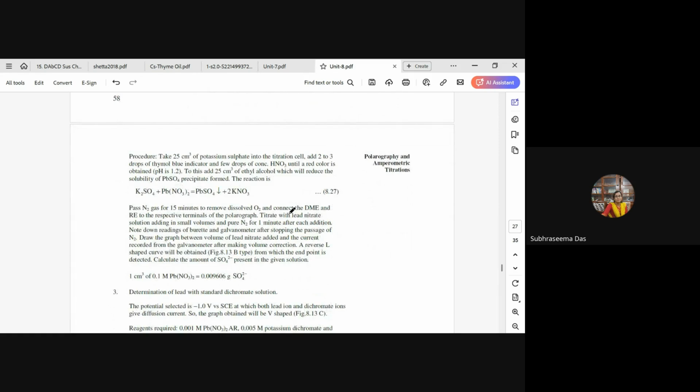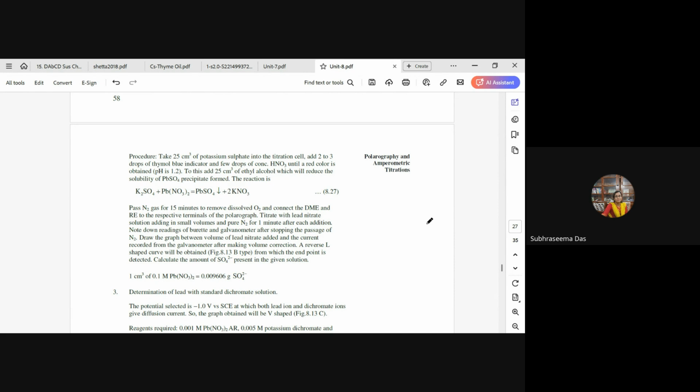So here the potassium sulfate solution is taken in the titration cell, and the thymol blue indicator is added to it, followed by HNO3, then a red color is obtained. Once the red color appears, ethyl alcohol is added to it. Then after that, nitrogen gas is passed into the titration cell and the DME is connected.